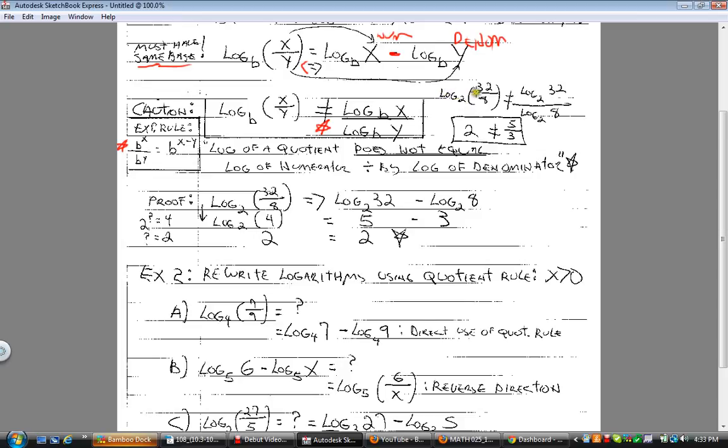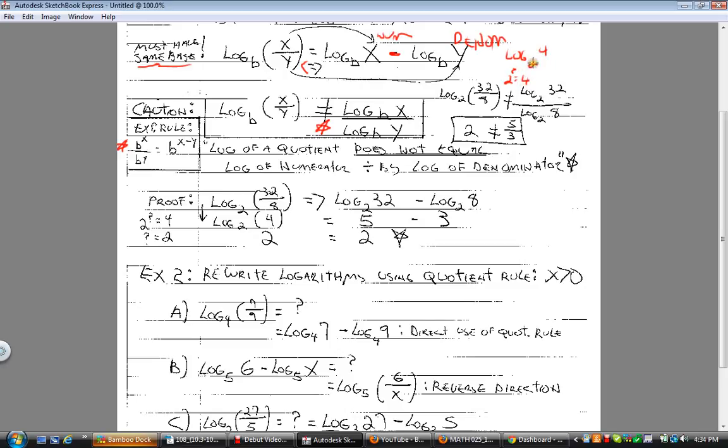If you take log base 2 of 32 divided by 8, and you followed this trap, you would separate it into log base 2 of 32, the numerator, divided by log base 2 of 8, the denominator. Come back here and assess this real quick. 32 divided by 8 is 4, and you'd have log base 2 of 4. When you assess these, you ask yourself, 2 raised to what exponent, because that's what logs are all about, expressing exponents. 2 raised to what equals the result 4?